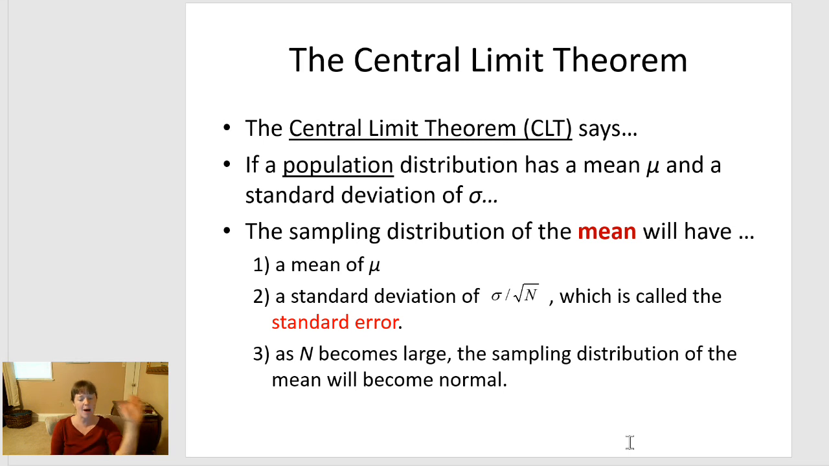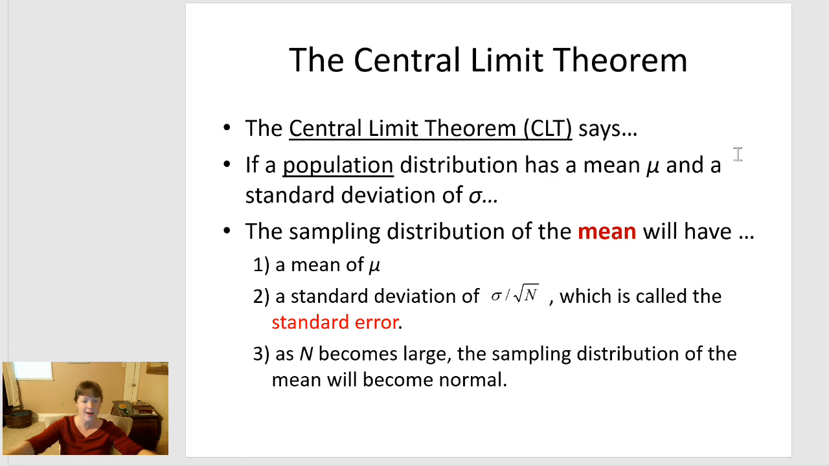So start with any population you care about and know the average for that population. You've got to know mu, or you can't do this. And you've got to know the standard deviation, sigma, for that population.